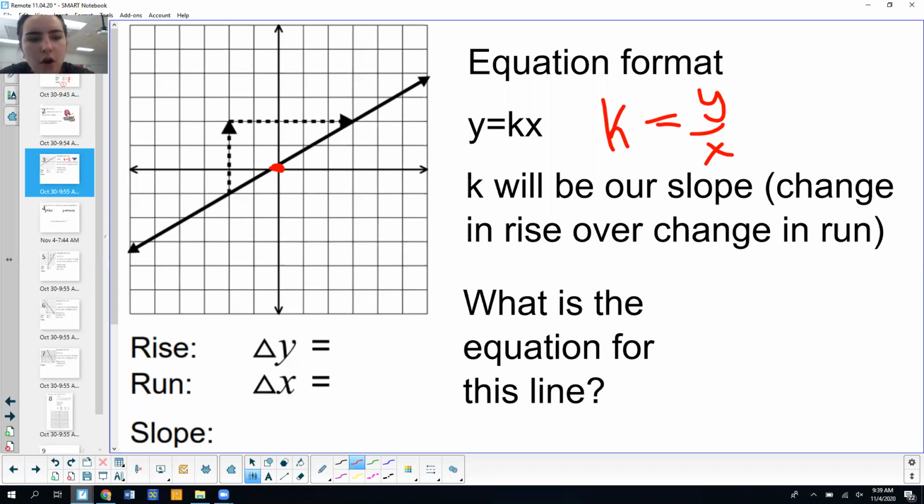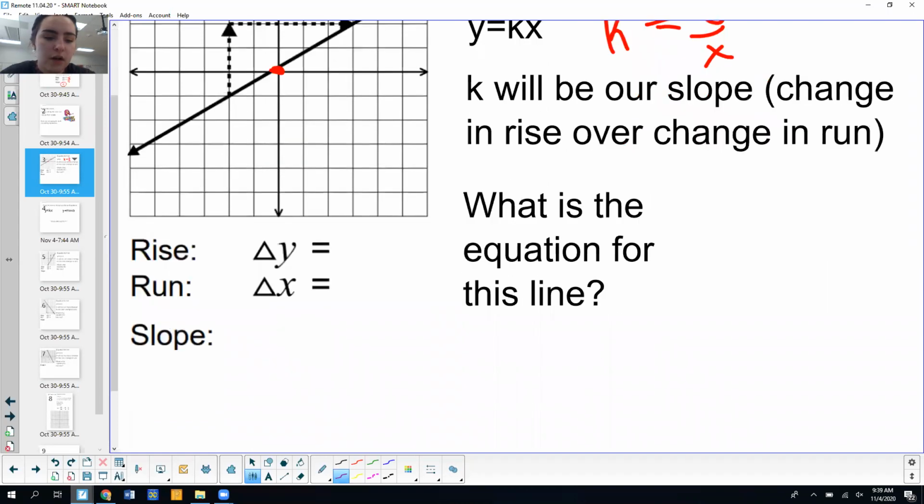Basically, all we need to do is use what we already know how to do. We could do a few things. We could pick a point and take y divided by x, or we could use our change in y over change in x. I'm going to stick to this part right here.